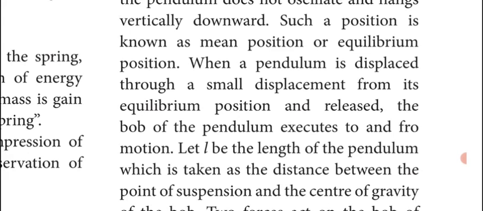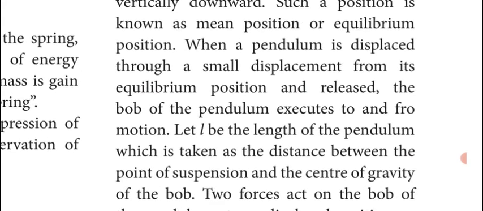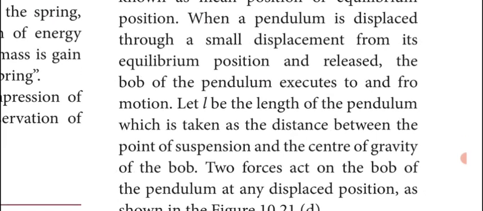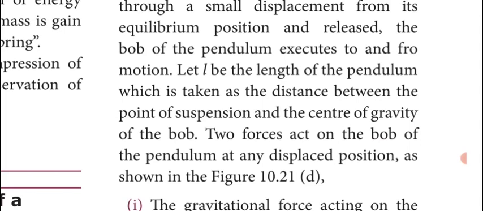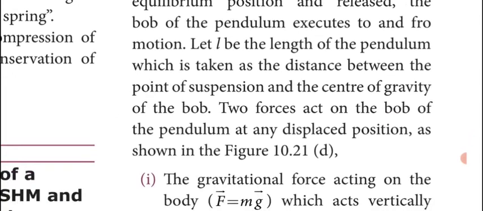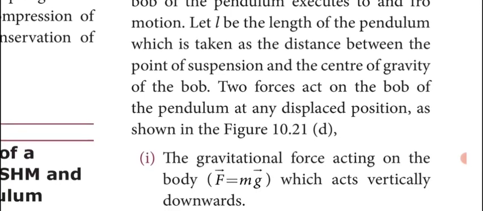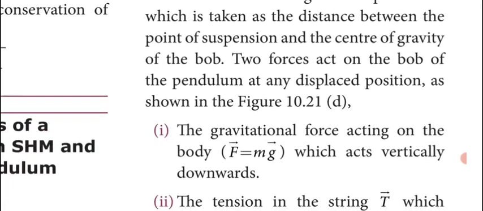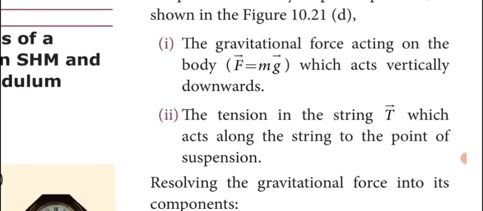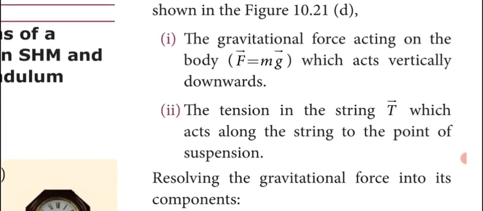If the pendulum is displaced through a small displacement from its equilibrium position and released, the bob of the pendulum executes to and fro motion. Let L be the length of the pendulum, which is the distance between the point of suspension and the center of gravity of the bob. Two forces act on the bob at any displaced position. One is the gravitational force, which acts vertically downward.